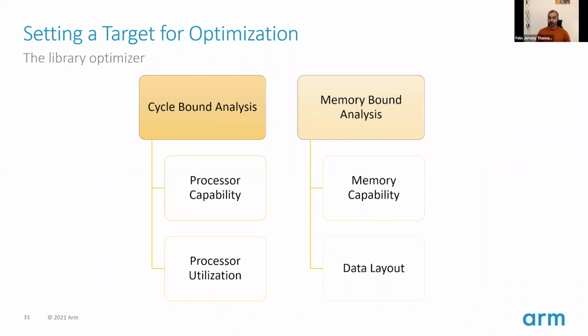So with that in mind, it's also good to set a target for the optimization. Setting a goal tells you how realistic your expectations are in terms of optimization. Also, when you perform your optimizations, you can actually measure how good or bad your effort is. That is why it's important to set a target for optimization. To do this, we usually split our effort into 2 analyses: one is cycle bound analysis, and the other one is memory bound analysis. We'll go through this in detail next.